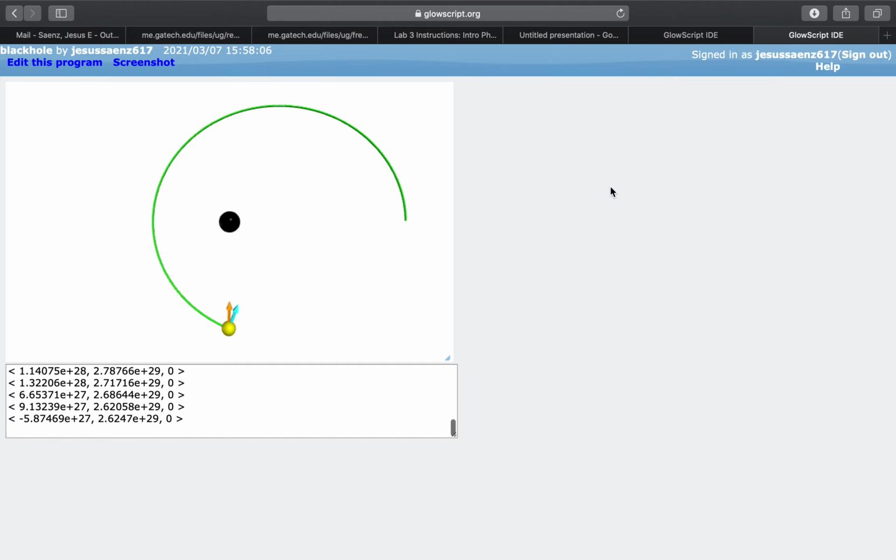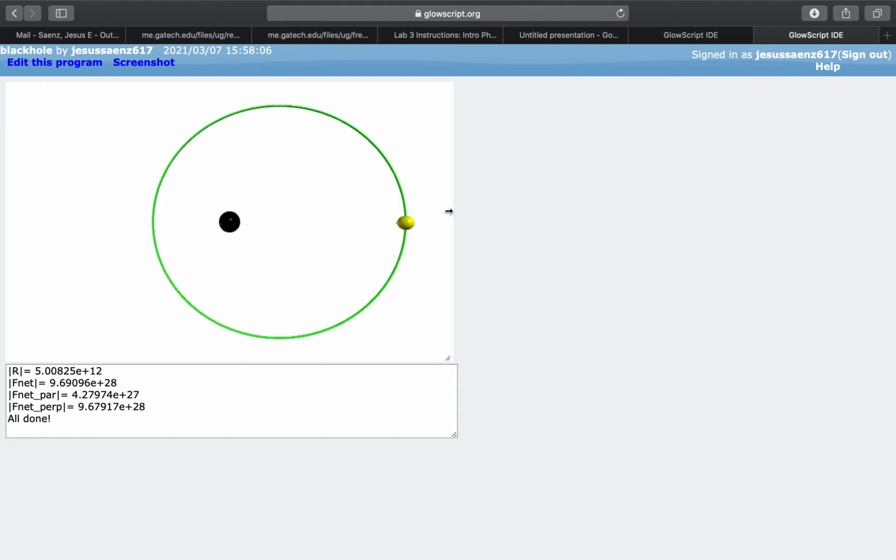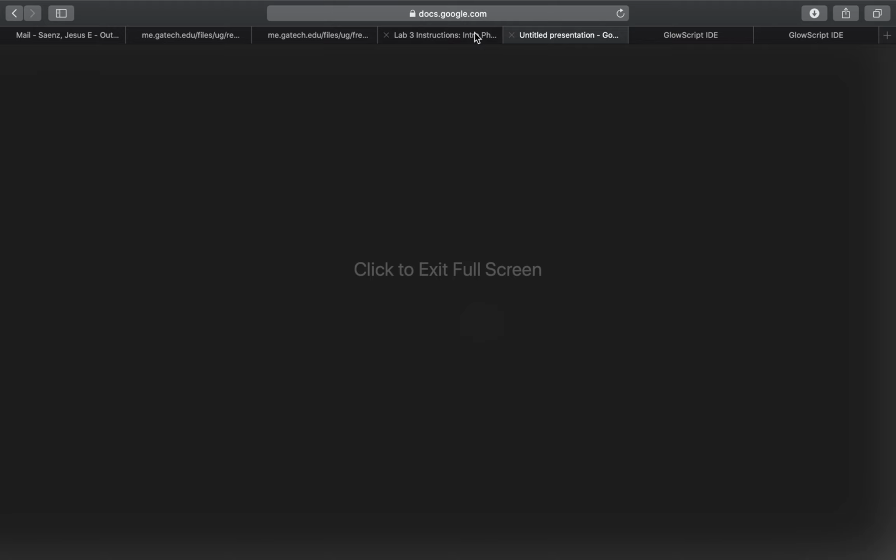So in this model, you can see that it's not quite as it should be. The parallel component isn't as parallel to the velocity as it should be. Unfortunately, it's a little off, and then it kind of trails off at the end a little bit too much. So this is most likely due to an error in my code somewhere, and that's unfortunate, but it's going to happen in these labs.